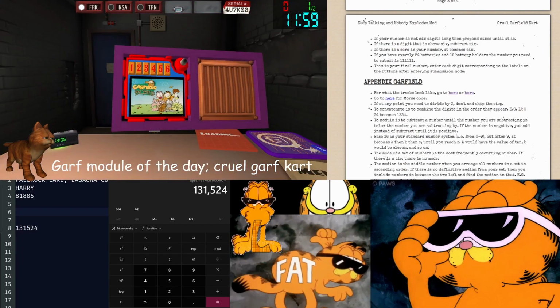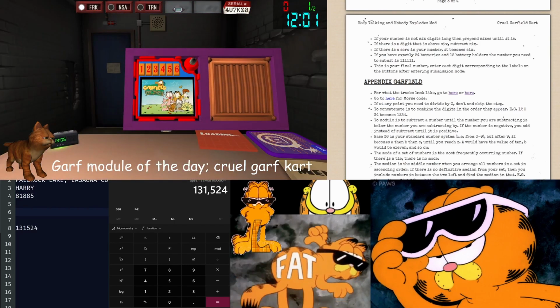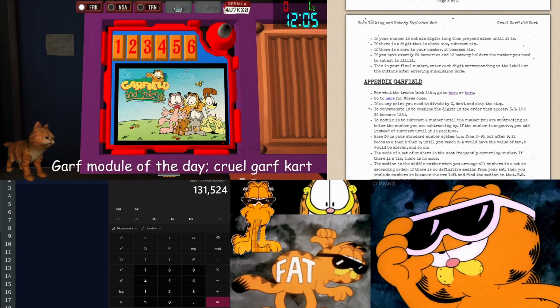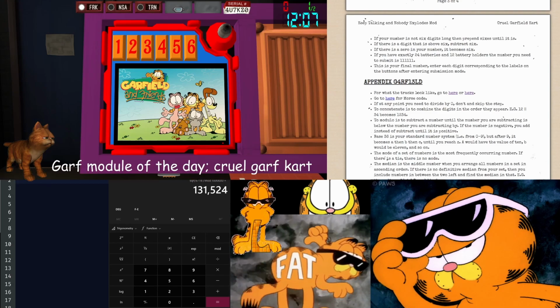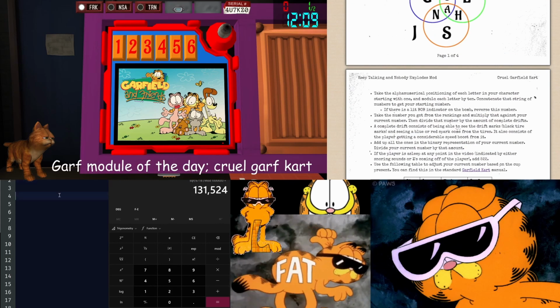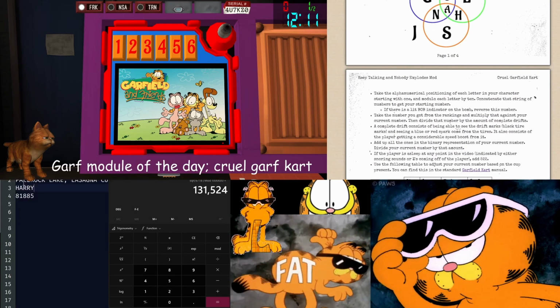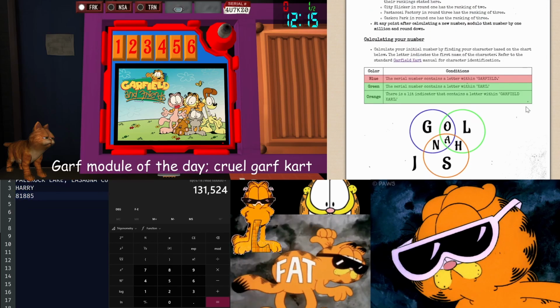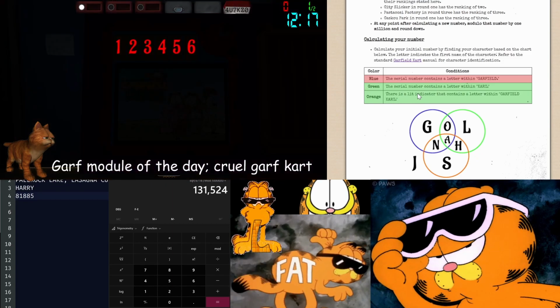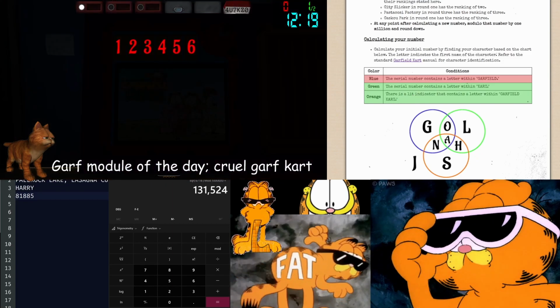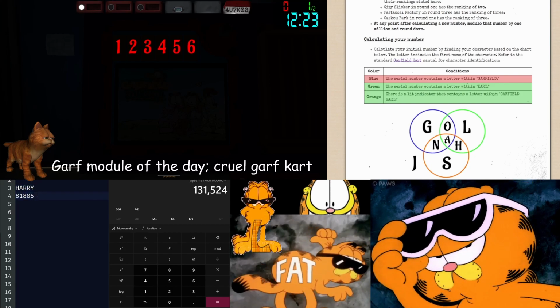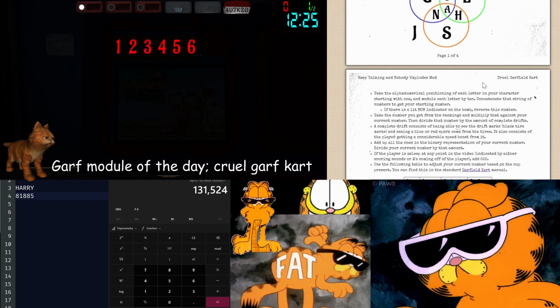Alright, now we're gonna try another example. Actually, our starting number is the same, because our character is still Harry, because all of this is determined by edgework, like indicators and serial number, which means that this information will not change. So we can move on from there.